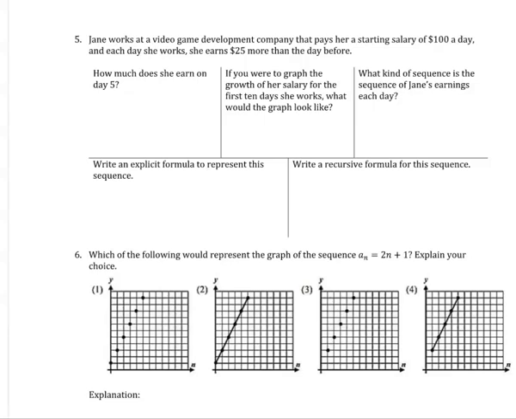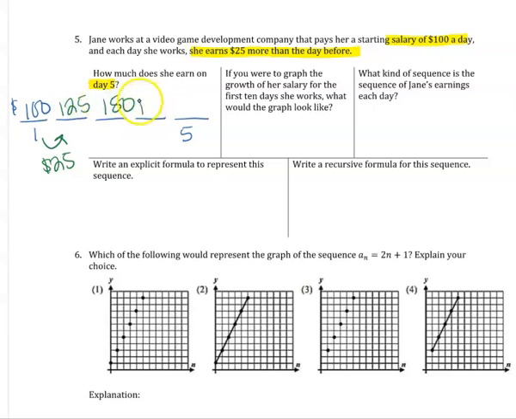Jane works at a video game development company that pays her a starting salary of $100 a day, and each day she works, she earns $25 more than the day before. So how much would she earn on day 5? Honestly, the easiest way to think about this is to map it out. She's got $100 on the first day, and they said she's going up by $25 per day. So this would be $125, $150, $175, $200. So she's earning $200 by day 5.